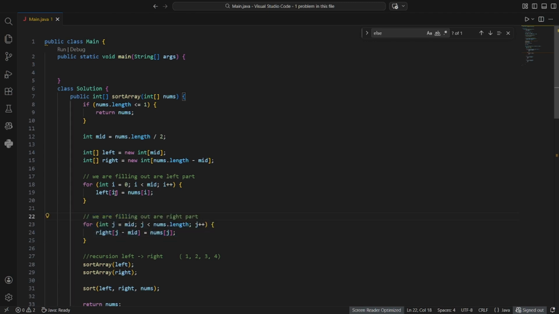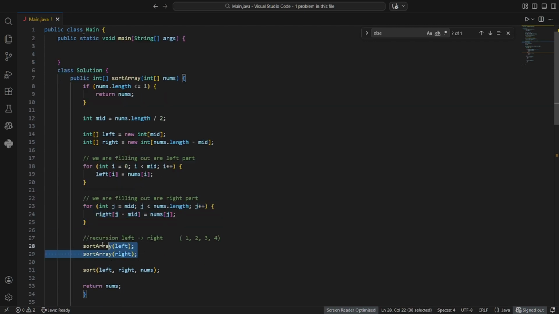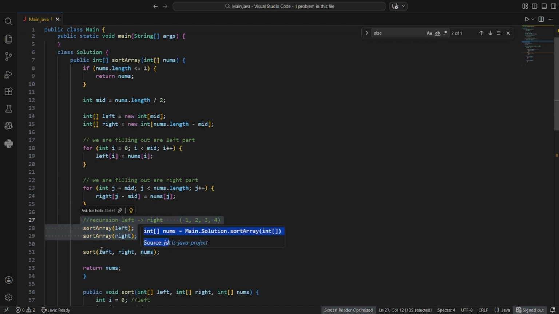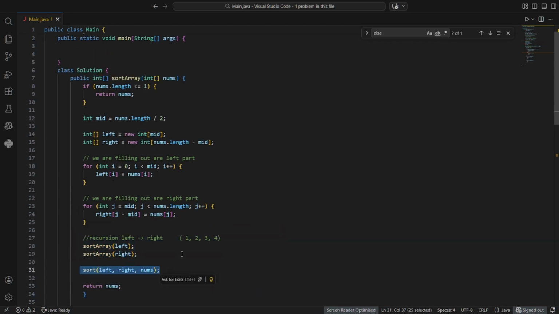So filling out the left part is pretty easy, but one thing you may have noticed is J starts from mid, because we want to go from nums J, and then we want to do right J minus mid here. So this is going to make this part into 0, but this part goes from mid, basically. We're going to sort our array. We're going to go left from right. And this is all that there is to merge sort.